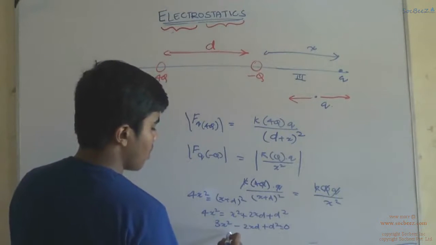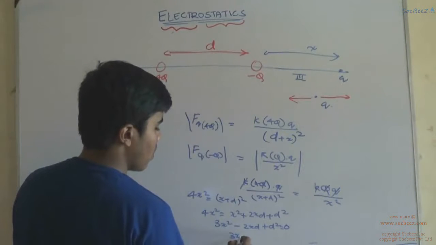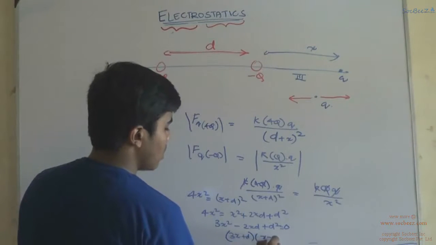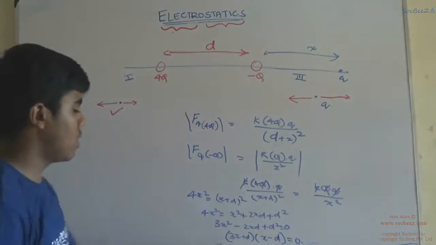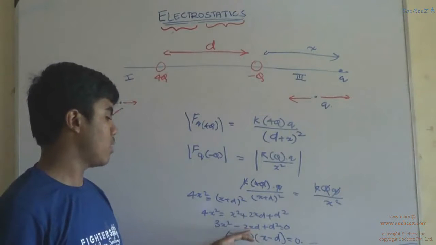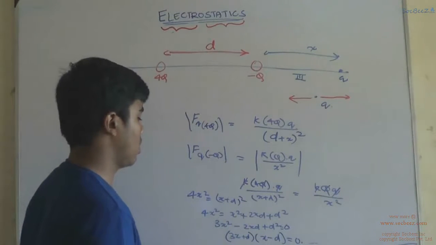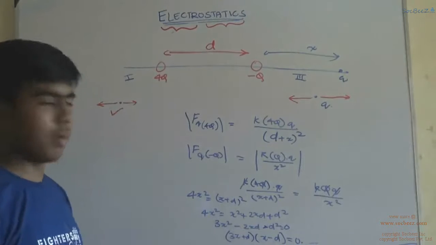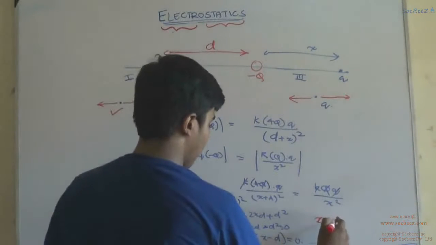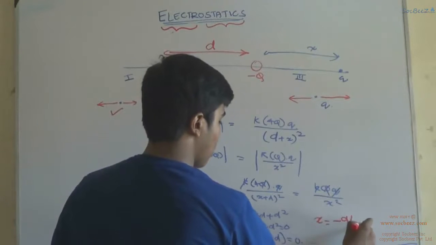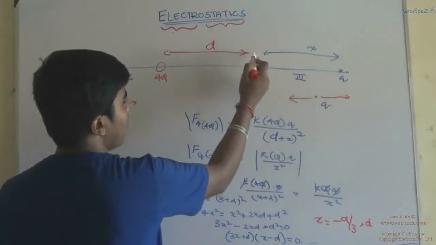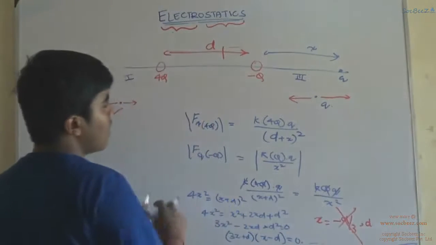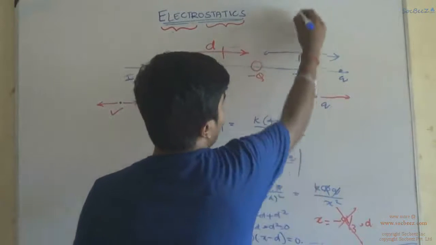this would turn out to be (3x plus d) times (x minus d). Let's check. 3x square minus 3xd plus xd will give us minus 2xd. Okay, sorry, here it is minus, right? So this will turn out to be (3x plus d) into (x minus d) is equal to 0, which means that x is equal to minus d by 3 or d. So if x is minus d by 3, that means x is in this direction somewhere here, but x cannot be here, so we discard this answer and we say that at a distance from the negative charge at x equal to d.